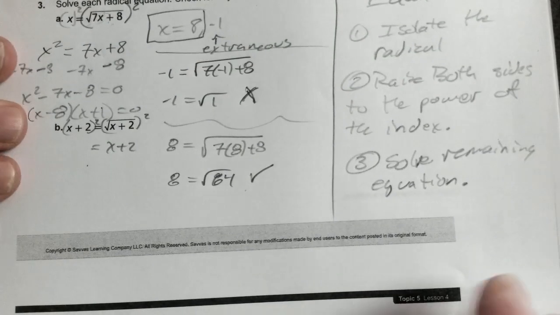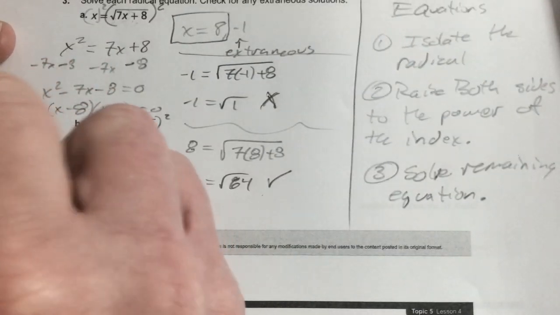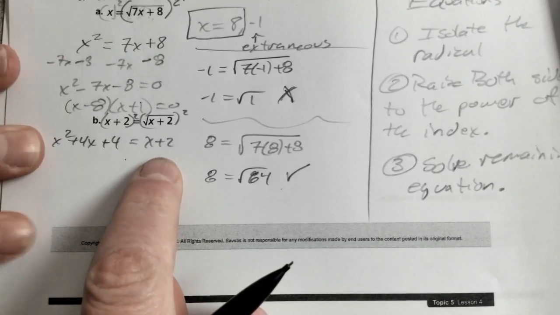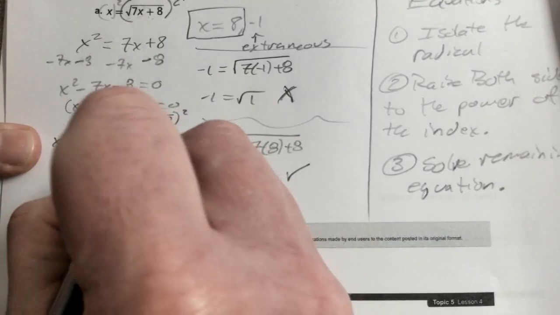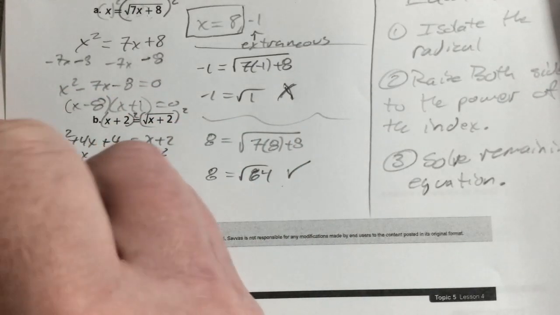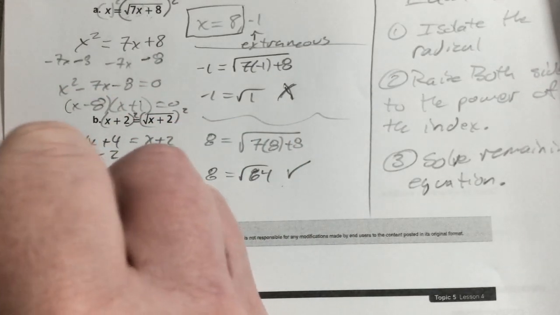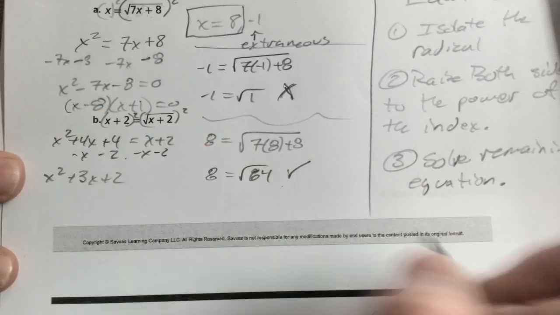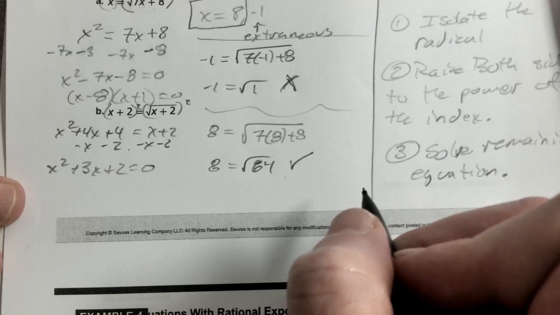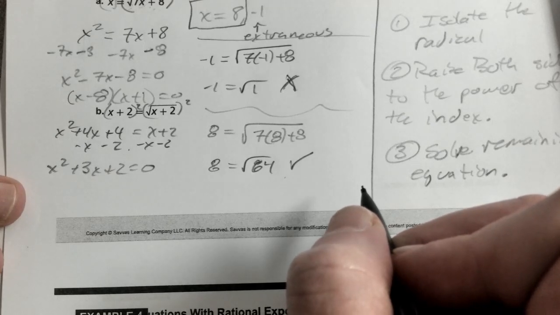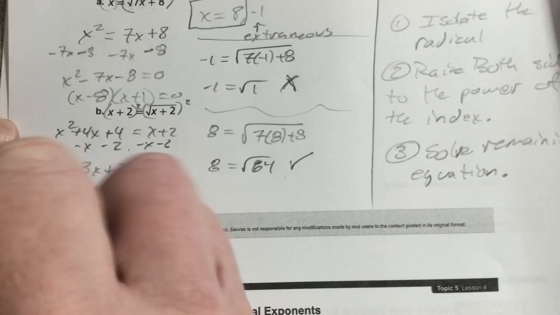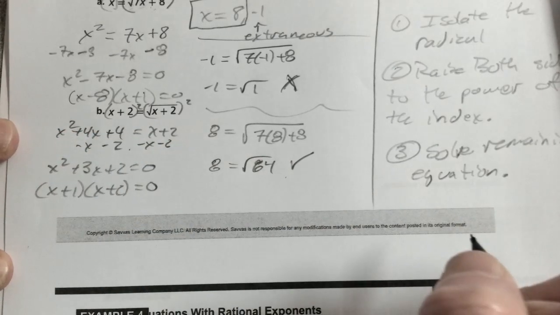So going back to my equation here, I have x squared plus 4x plus 4 equals x plus 2. Got a quadratic, got to get it set equal to 0, so subtract the x and the 2, so we get x squared plus 3x plus 2 equals 0. Oh, I guess there is another number that works. Factoring this, we get x plus 1 and x plus 2 equals 0.